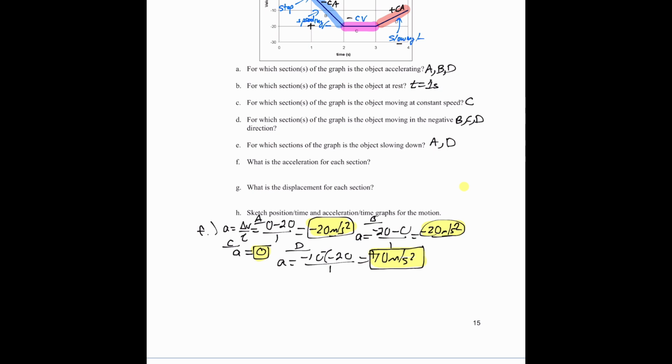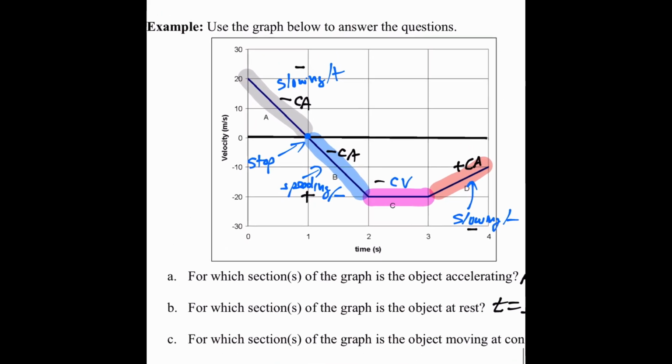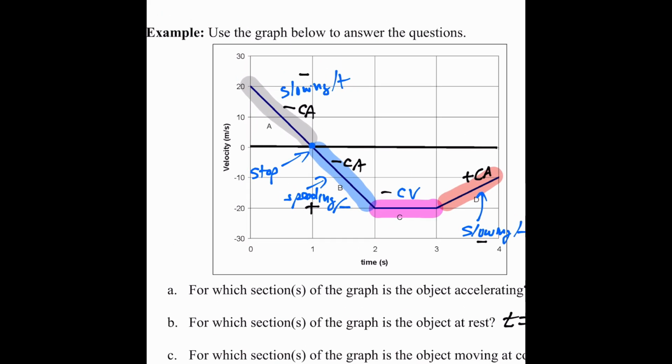Okay, and then part G, we're going to find the displacement for each section. All right, so to do that, we're going to find the various areas. We're going to find this area here, this one here, this one here, and then this one here. So we have 4 areas we need to find. Most of them are easy. Most of them are triangular or rectangular. This one here is trapezoidal, so I would urge you to break that up into a small triangle and a small rectangle.